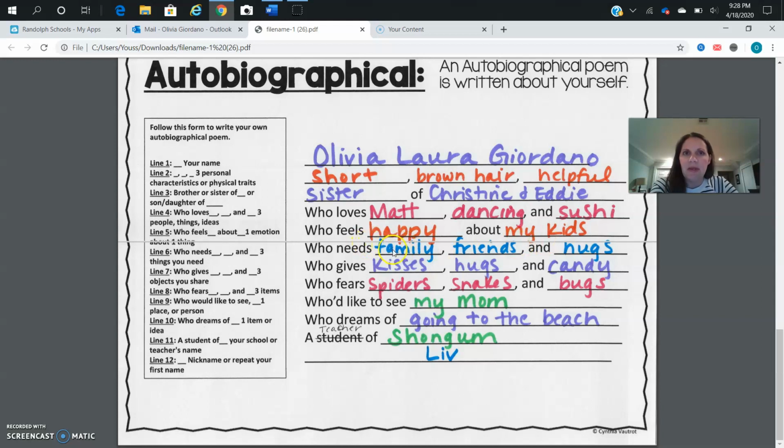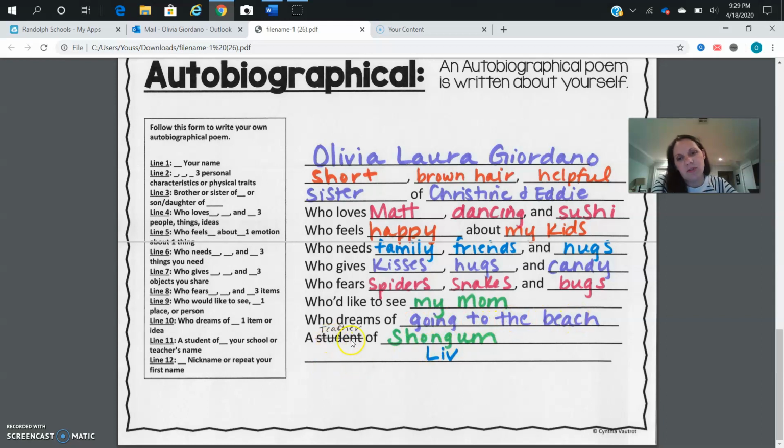Who needs family, friends, and hugs. Who gives kisses, hugs, and candy. Who fears spiders, snakes, bugs. Who'd like to see my mom. Who dreams of going to the beach.